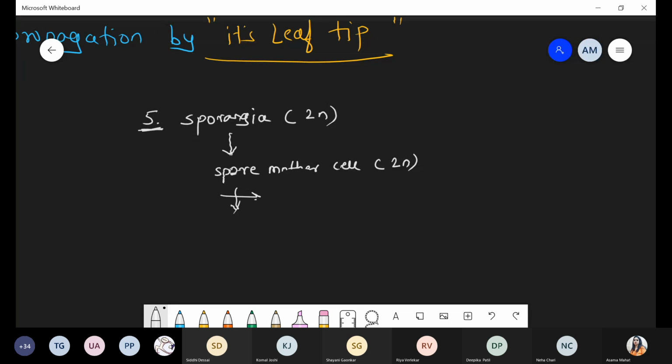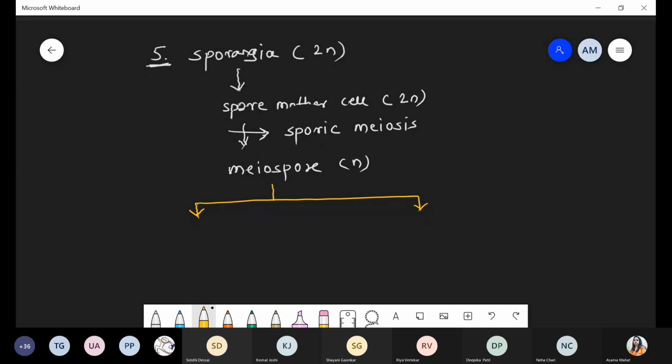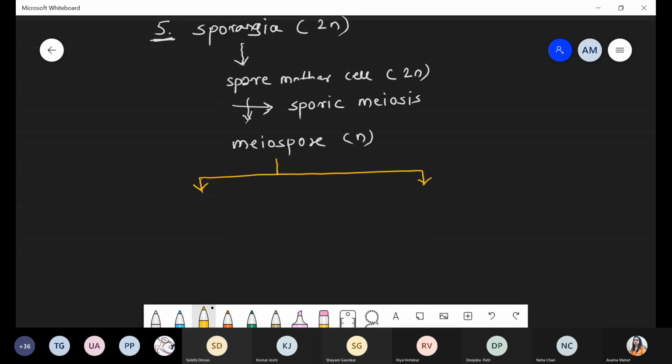Yeah. So the spore mother cell undergoes the process of meiosis. That meiosis pattern is sporic meiosis, reductional division, and after the reductional division, there is a formation of meiospores, and the ploidy level of the meiospore is haploid in nature. Now a very unique question comes from the meiospore, because two different types of meiospore get formed. Number one, homosporous, and number two, heterosporous. So one question. And these are NEET's favorite part from the Pteridophyta.